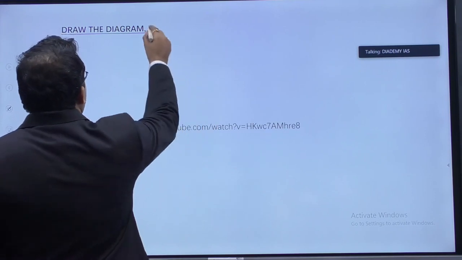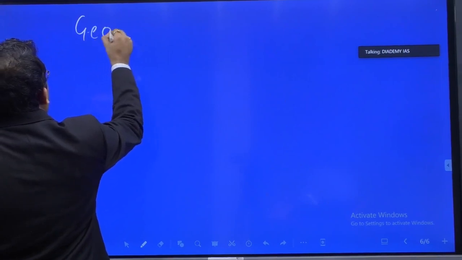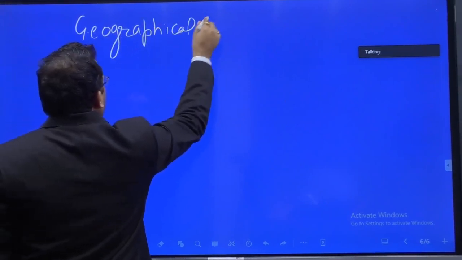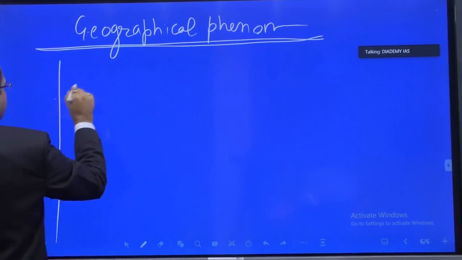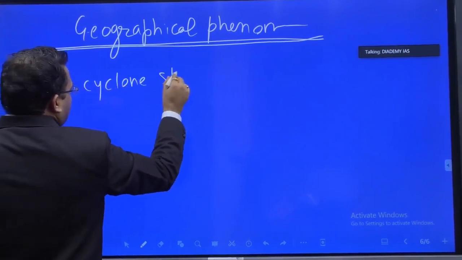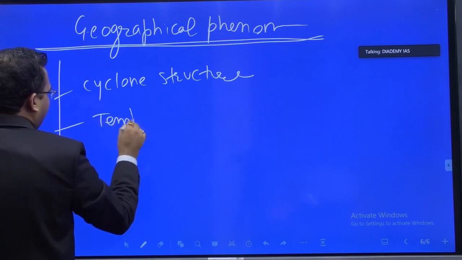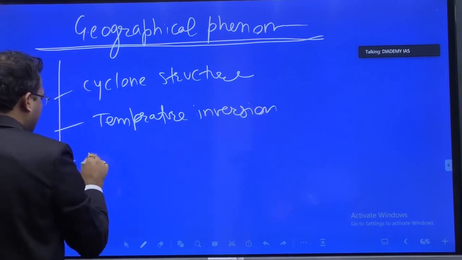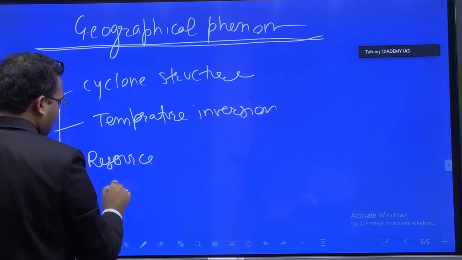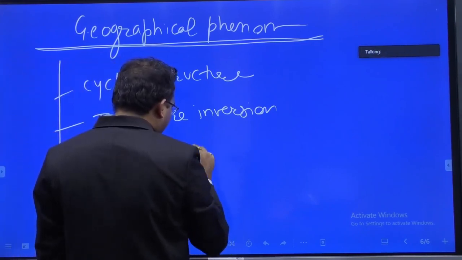Draw the diagram or draw the maps basically, right? So whenever you are writing any answers with respect to geographical phenomena, please learn some diagrams, learn some figures, geometrical figures like cyclone structure. Learn them from your prelims books, cyclonic structures. For example, the concept of temperature inversion. Or resource distribution, if you have to show resource distribution, suppose distribution of solar energy capacity in India.